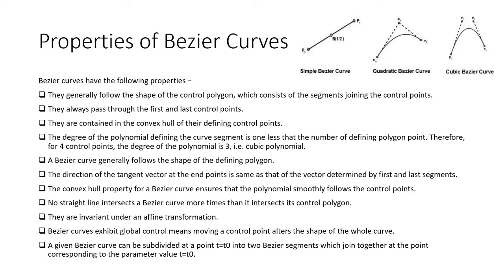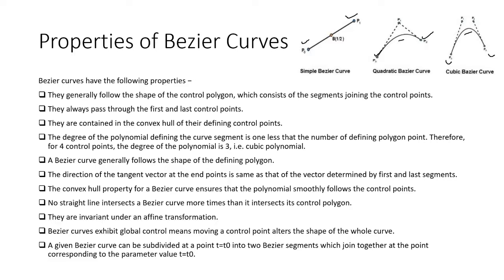As I said in one of the previous points, no matter what it is going to look like, it is always going to pass through first and last. You can see that in these three examples there is P0, and the first and the last control point is not changing, but the intermediate control points are only changing. Okay, they are contained in the convex hull of the defining control points. Okay, so this is the convex hull, always it is the convex hull. You can see this one.